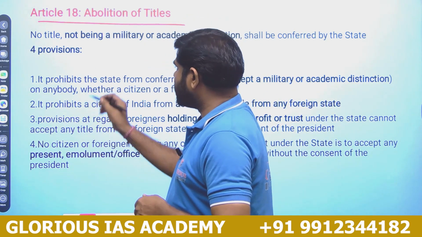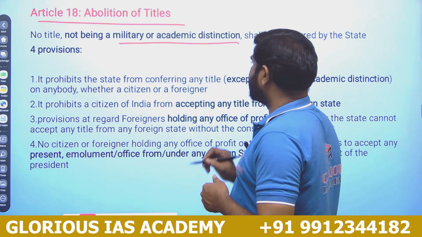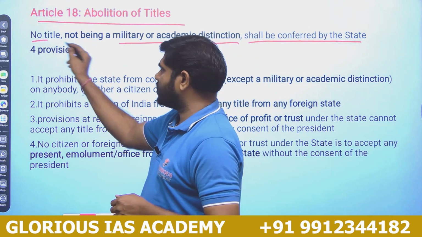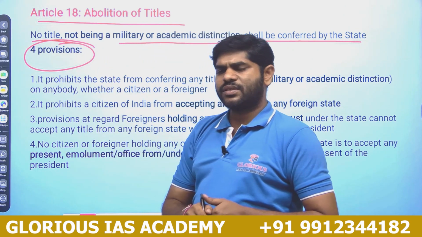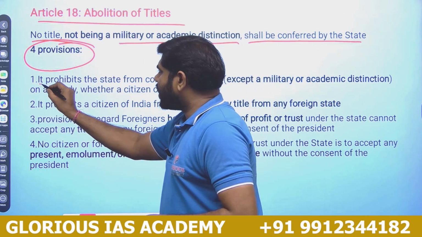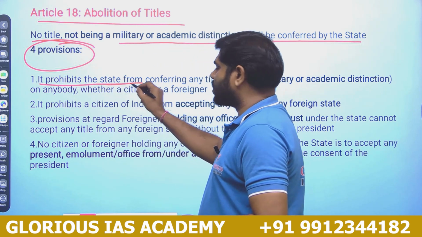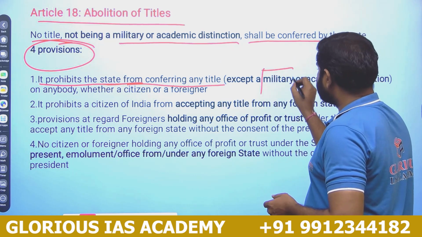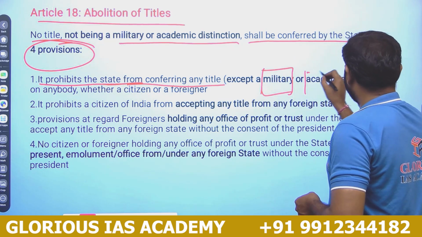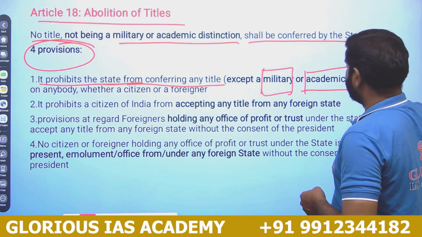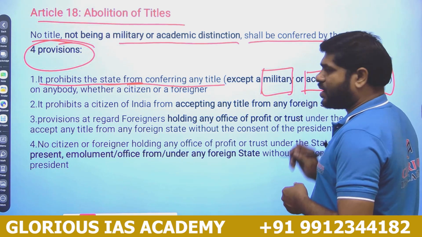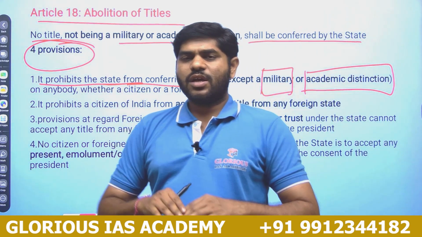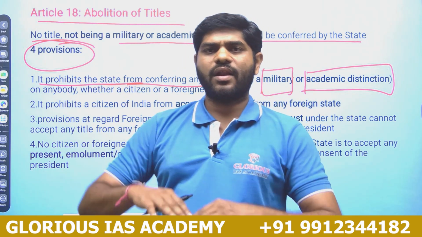Under Article 18, what is the rule? Except military and academic distinctions, no title shall be conferred by the state. There are four important provisions. Number one, Article 18 prohibits the state or central government from conferring any title. Two exemptions are given: military titles and academic titles. Academic means titles like PhD, and military means colonel, captain and the like. Except those military and academic distinctions, the state will not be allowed to confer any title on anybody.